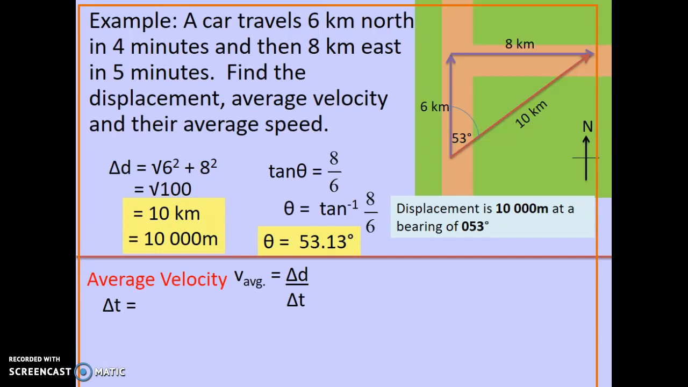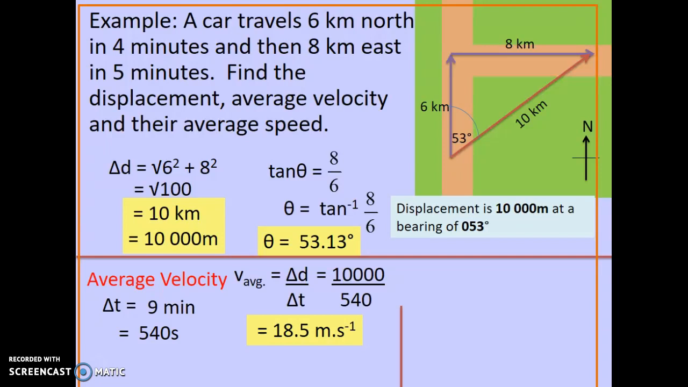We first find time in seconds, so 9 minutes in seconds is 540 seconds. We then substitute these values in meters and seconds into our equation, and we come up with 18.5 meters per second.